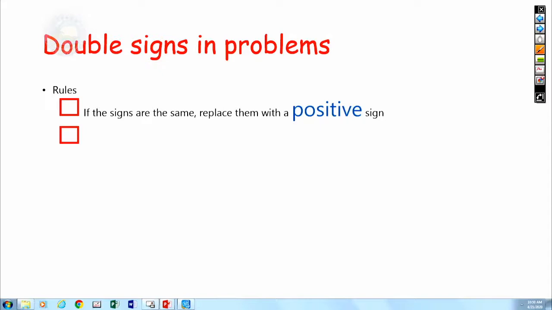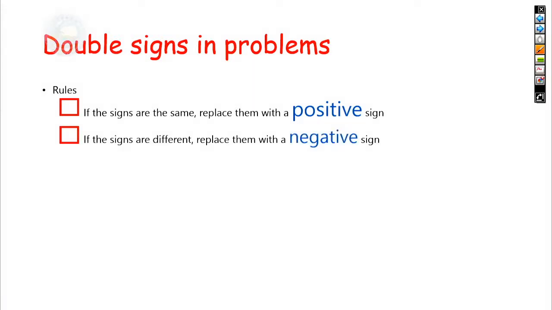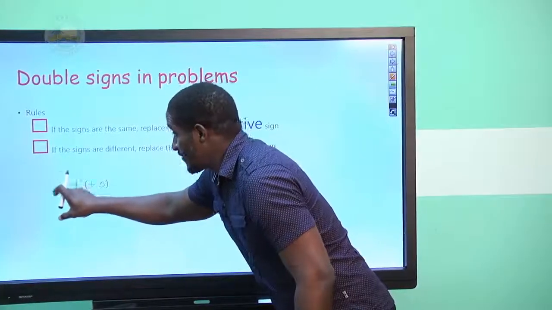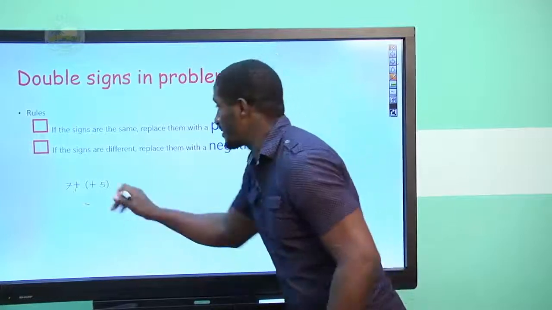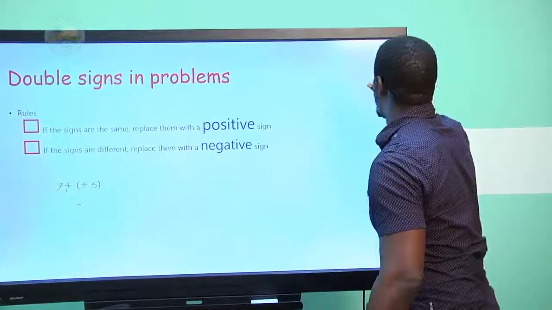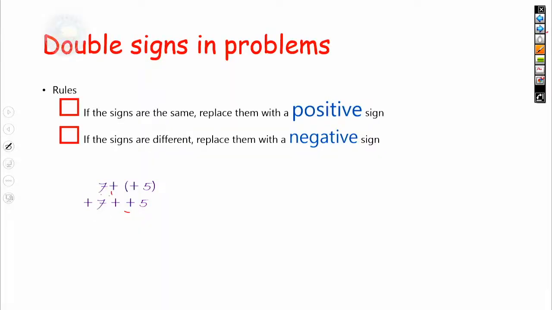So, double signs. If the signs are the same, we replace these signs with a positive sign. If the signs are different, we replace these signs with a negative sign. What exactly does that mean? Look here. There's no sign in front of the 7, so the 7 is positive 7, and it's plus positive 5. So what we really have here is a case of double signs. It is positive 7 plus positive 5.